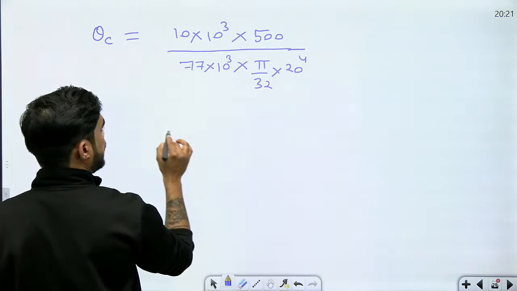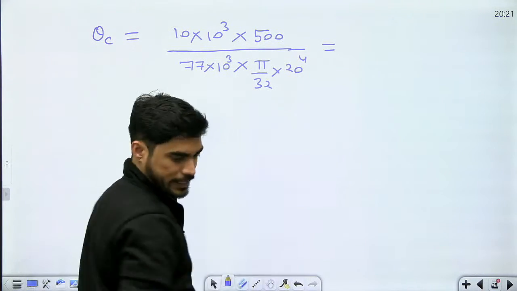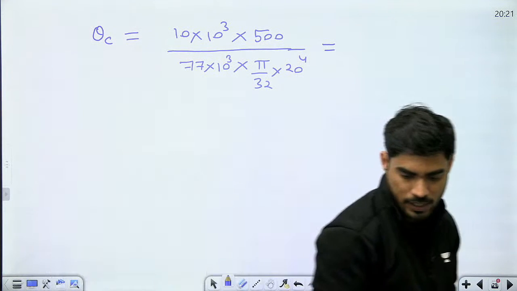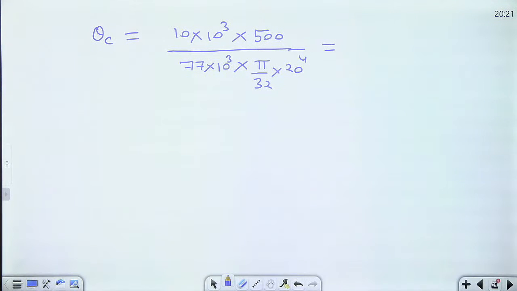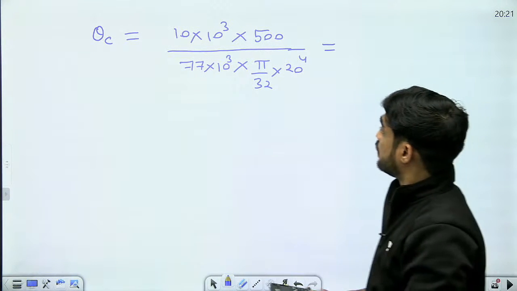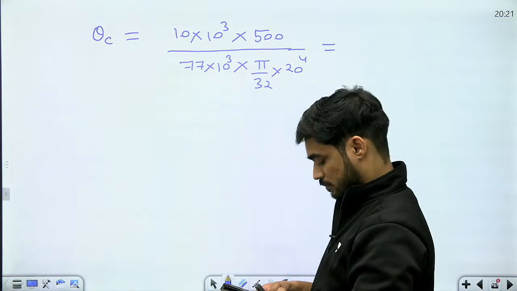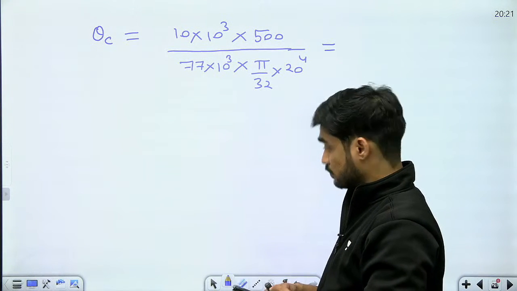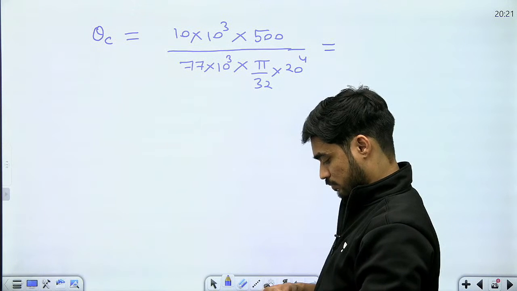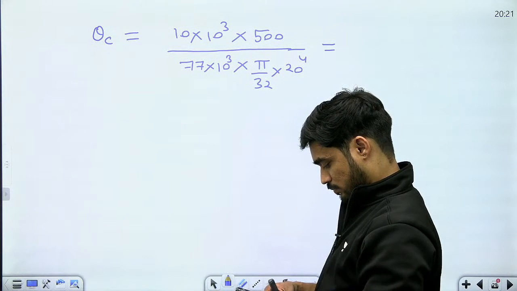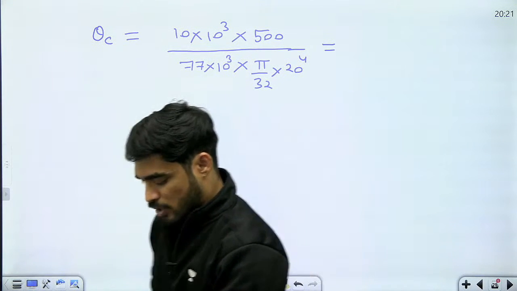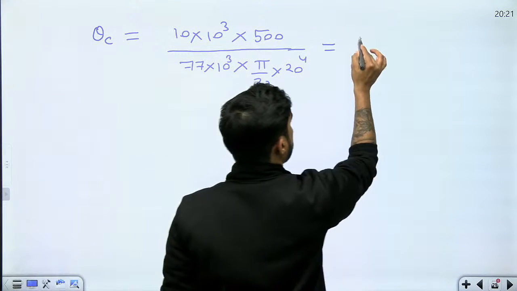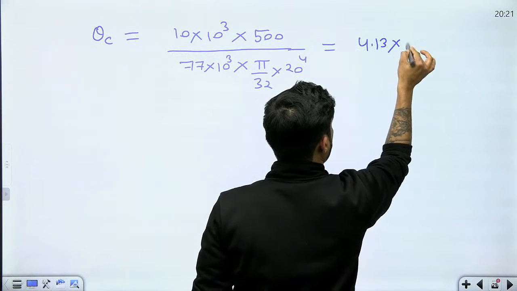So how much theta will you get? I don't have the calculator. Let me bring my calculator. So this will become 4.13 into 10 to the power minus 3 radians.